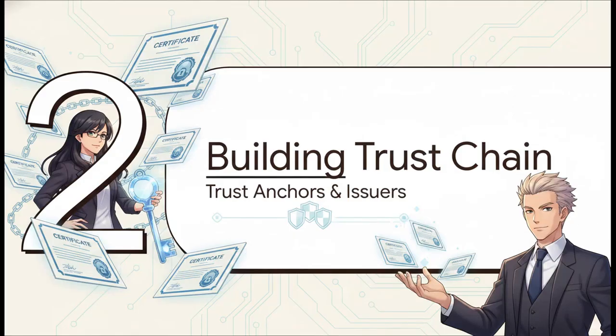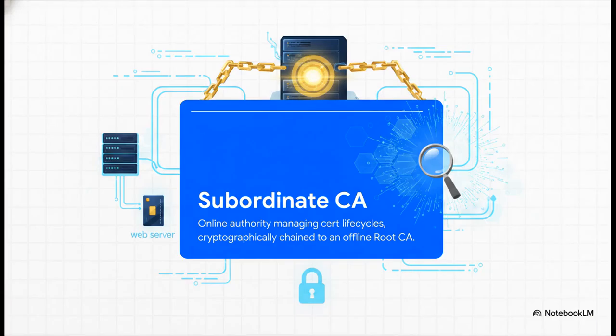Moving right along to part 2, building the trust chain, trust anchors, and issuing authorities. Before we get into the weeds, let's define our main character here. The subordinate CA, or issuing CA, is the absolute workhorse of your environment. It sits right there on your network, dynamically signing requests for web servers, smart cards, VPNs, you name it. But here's the catch. It actually has no authority of its own. Its operational validity is entirely delegated by and cryptographically chained back to its parent, the root CA.